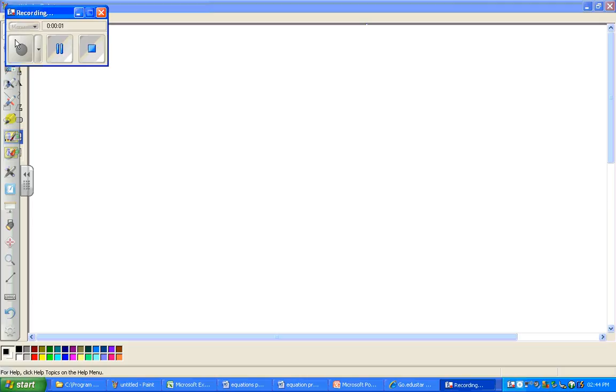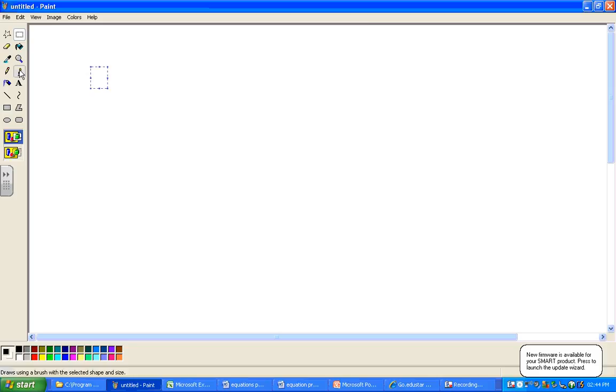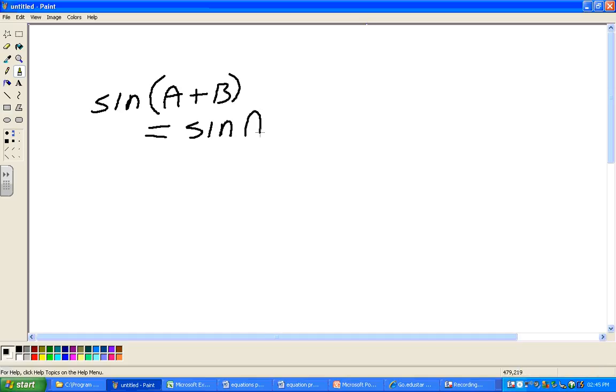So, folks, if I start with sine, and we know that that equals sine first angle. What's the next one? Second angle. Is it a positive or negative? Plus. Good. Sine second. Good.